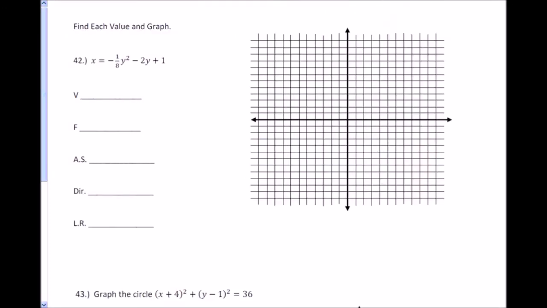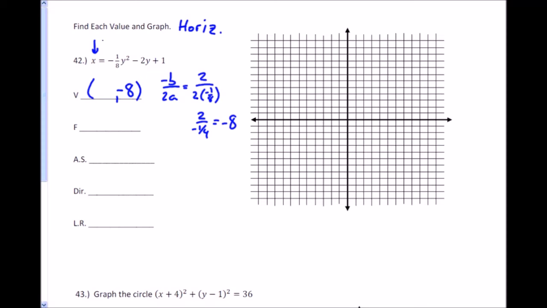Number 42, it asks us to find each value and graph. So I'm going to start with the vertex. Remember the vertex, we have to do the opposite of b over 2a. So that's going to be 2 over 2 times a negative 1/8. So that's 2 over a negative 1/4, which is the same as a negative 8. Since I see an x here, I know that this thing is horizontal. Since this is a horizontal parabola, when I do opposite of b over 2a, it gives me my y value instead of my x value. So my y value is negative 8.